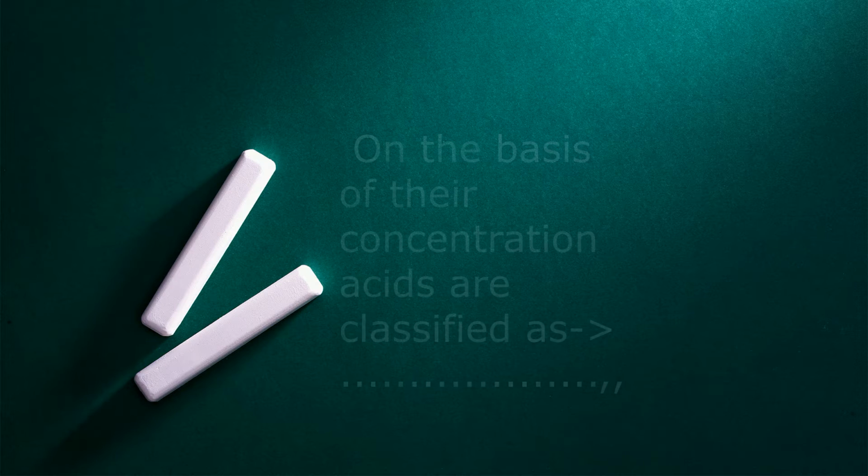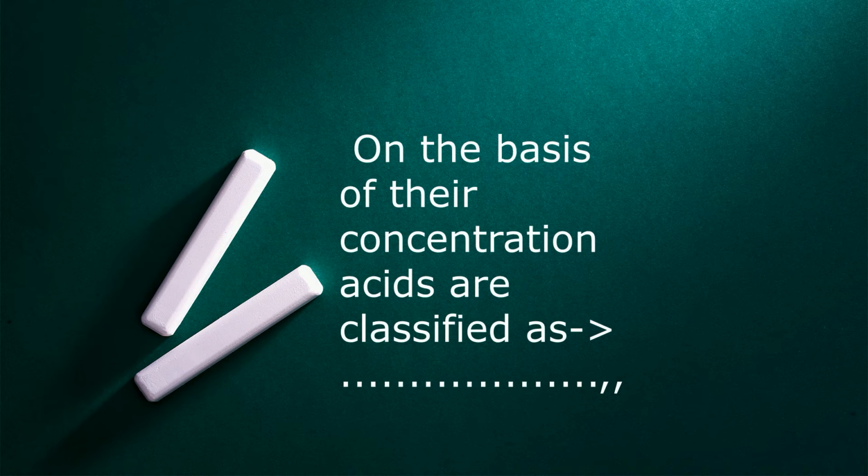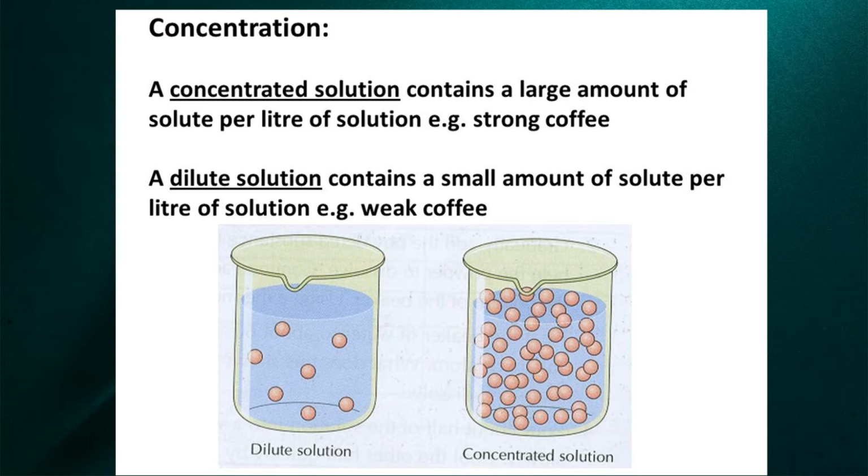CH3COOH. On the basis of their concentration, acids are classified as: A. Dilute acids, which have a low concentration of acids in aqueous solutions. B. Concentrated acids, which have a high concentration of acids in aqueous solutions.